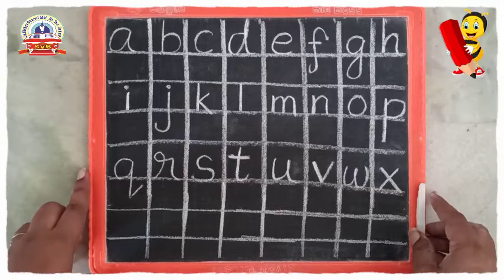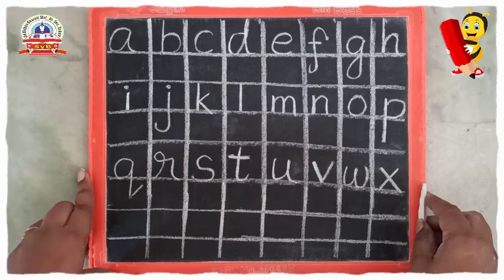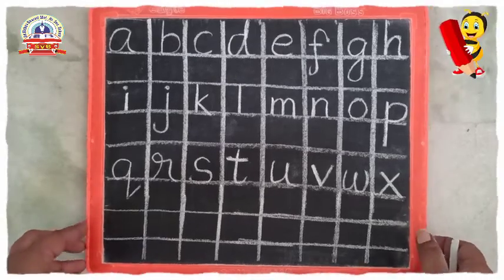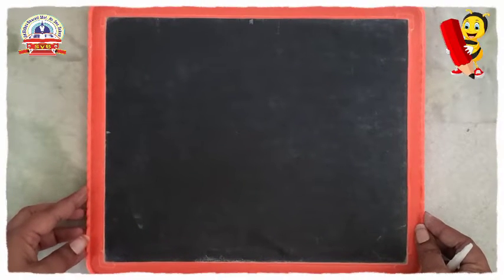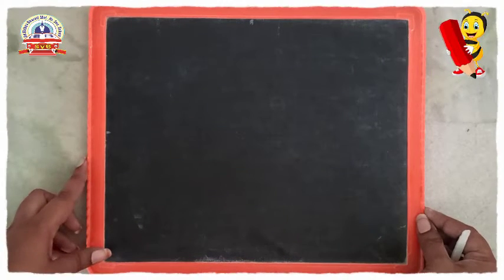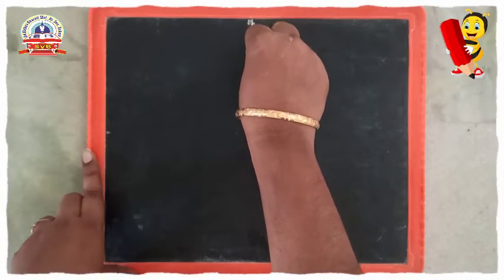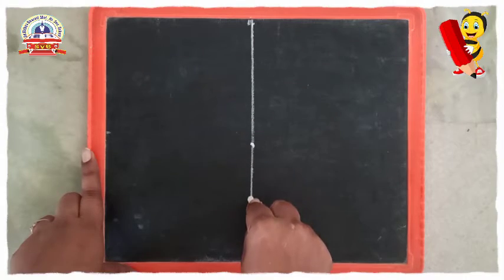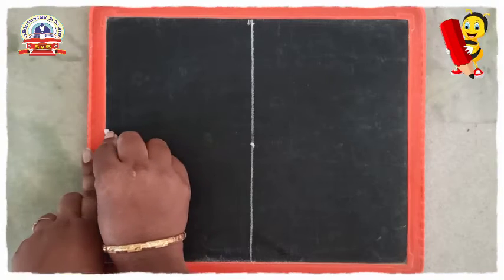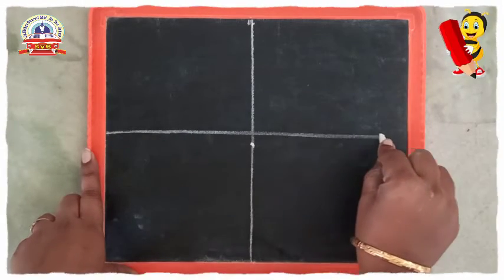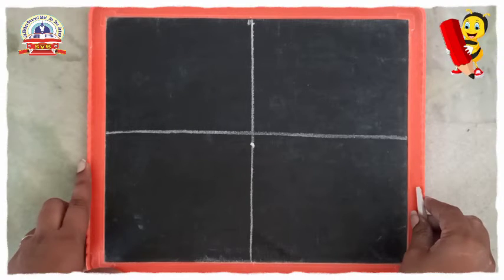Good children, you said very well. Children, now we are going to write after x. Okay children, turn on your slate. Now we have to draw the boxes. See, this is first box and second box. Okay children, here I am drawing the line. Now tell me after x.